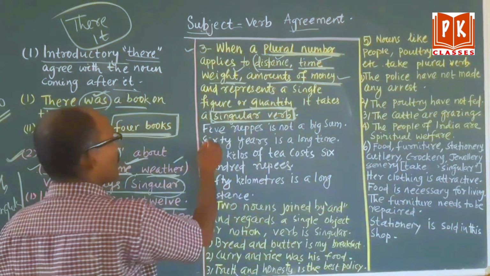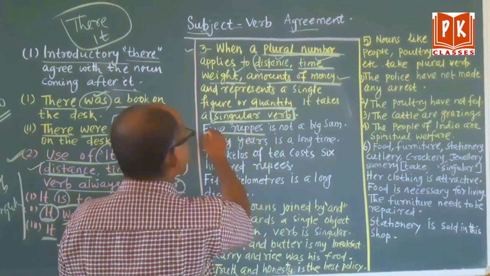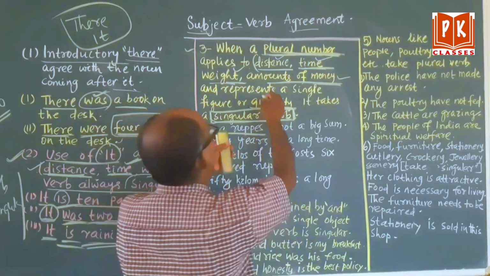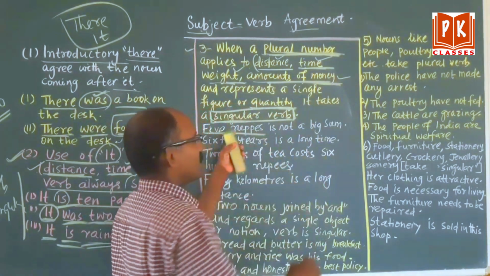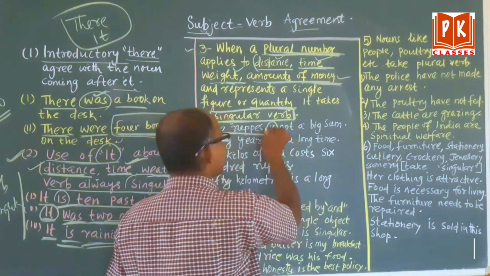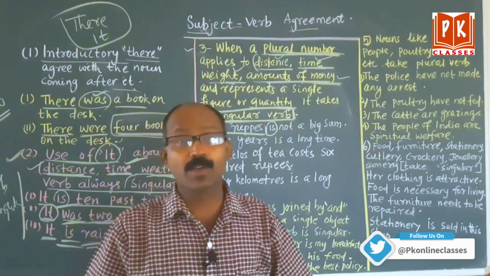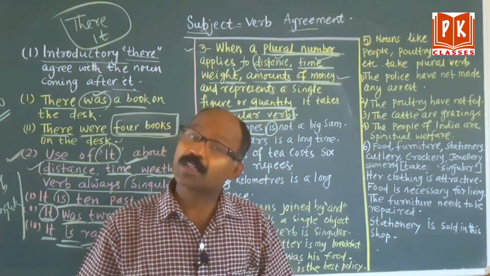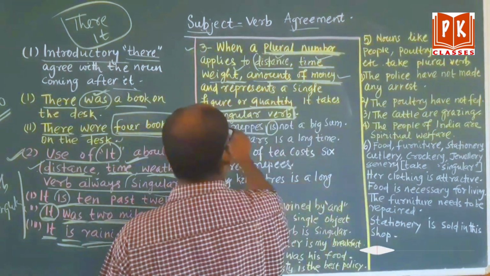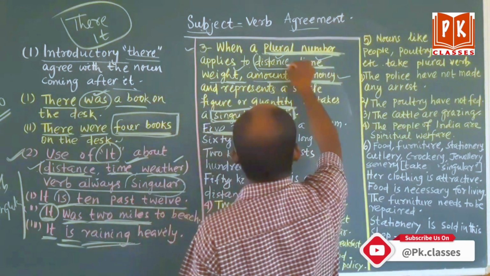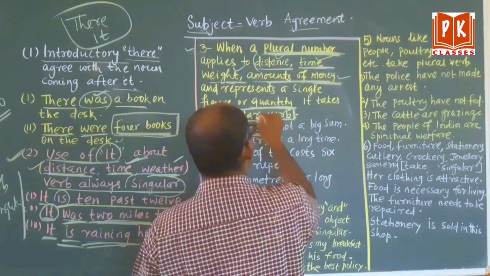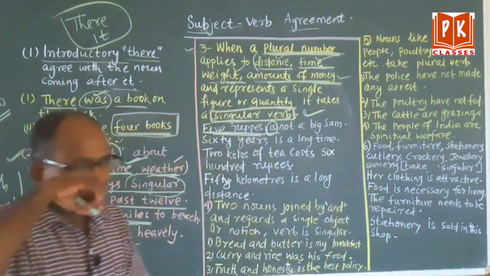What is that? 5 rupees. It seems to you plural. That means already I have told you, amounts of money. 5 rupees is not a big sum. So some are thinking that 5 rupees is plural, we will use are, 5 rupees are a big sum. It will be wrong. So the formula: it is plural number, 5 rupees plural number. But it indicates the distance, time, weight, amounts of money. So it will be singular. Verb will take singular. Like that.